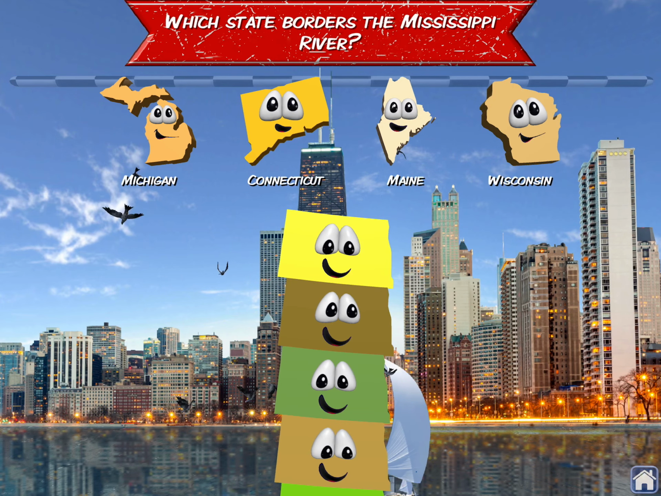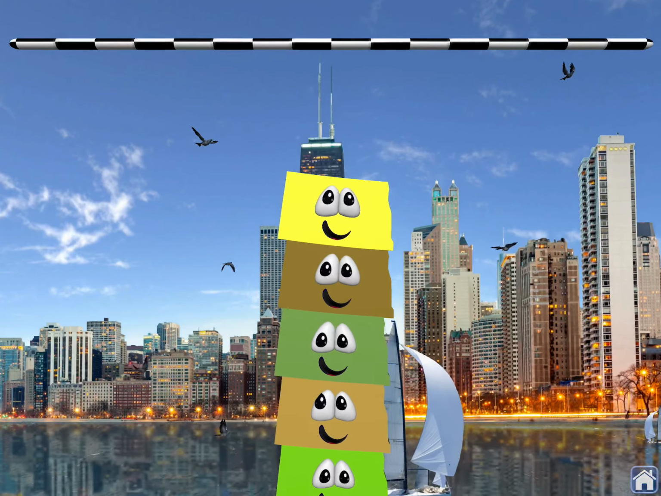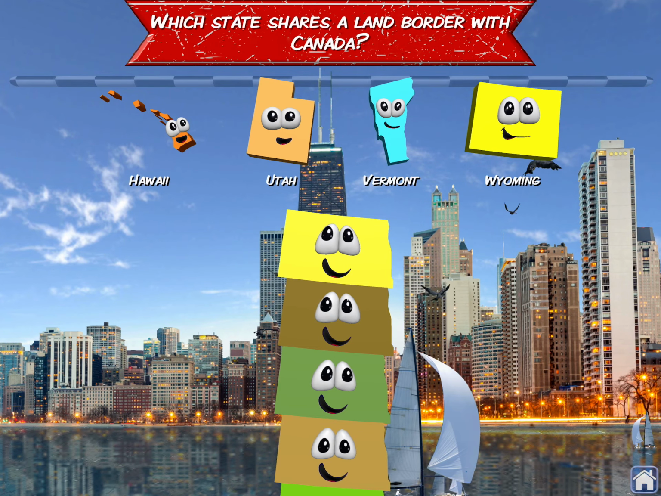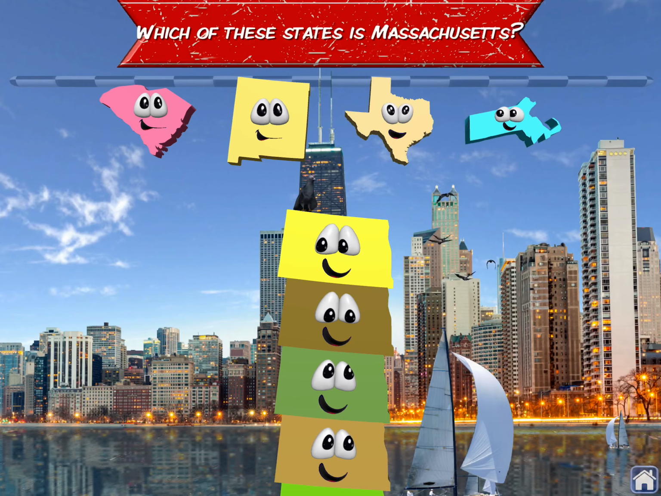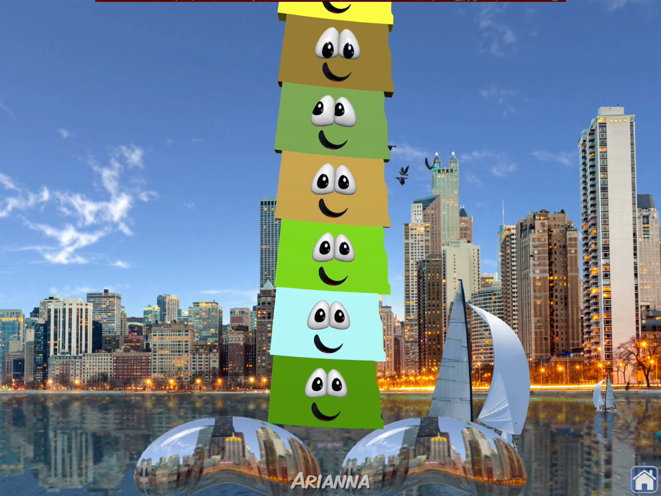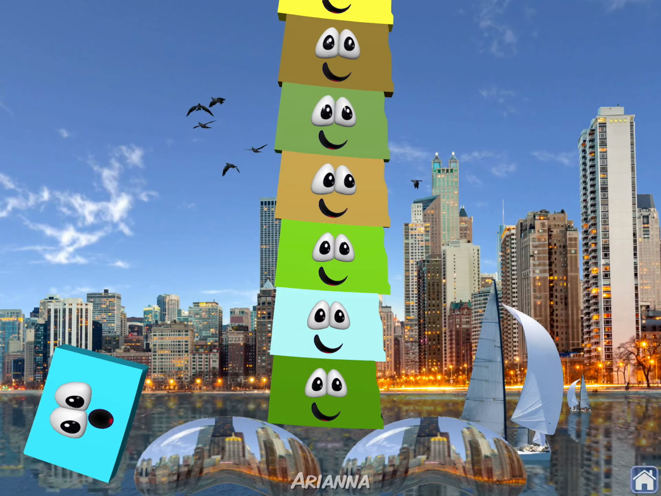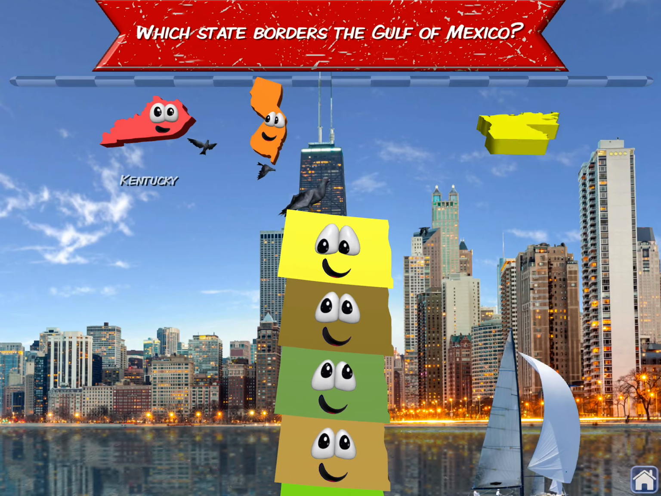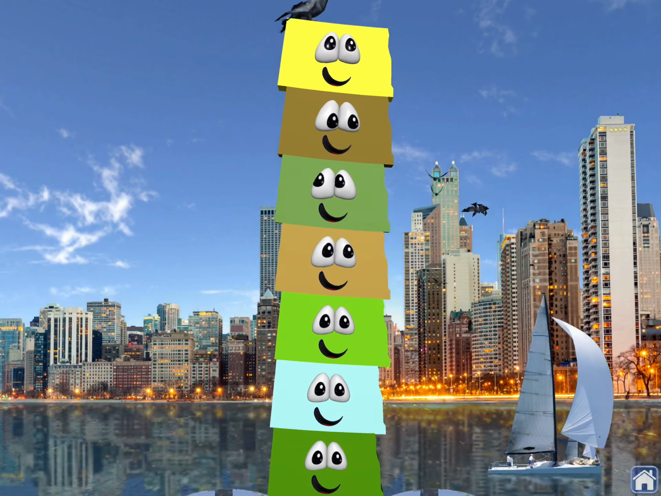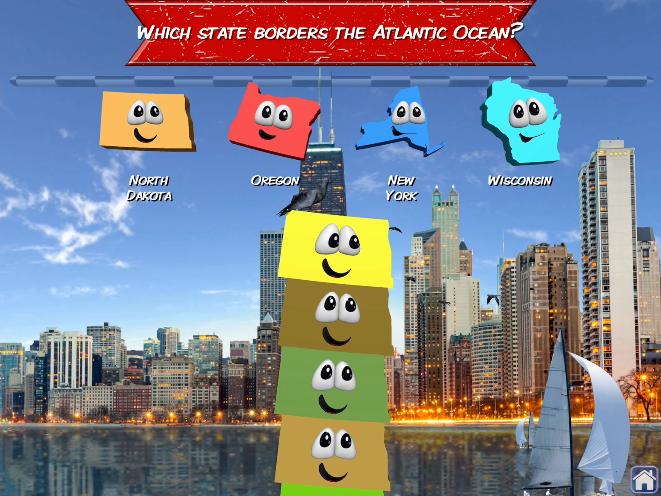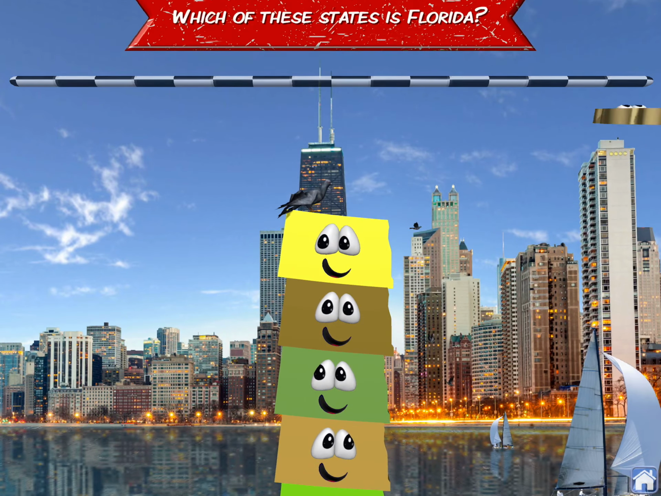Which state borders the Mississippi River? Michigan, Wisconsin. Which state shares a land border with Canada? Vermont. Which of these states? Cheyenne, Wyoming. Which state borders the Gulf of Mexico? Louisiana. Which state borders the Atlantic Ocean? North, New York. Which of these?